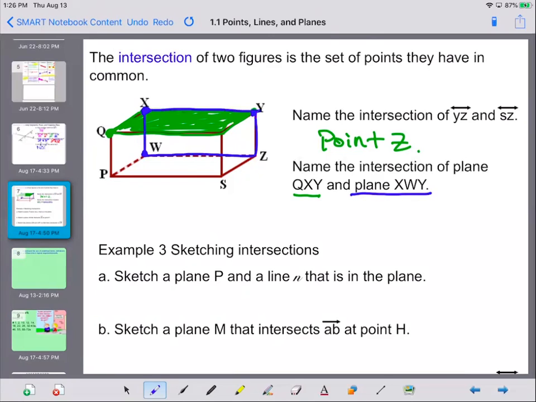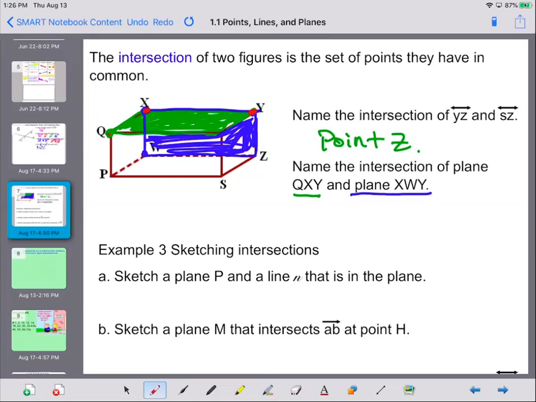So it's like this whole back area here, kind of back behind this. So where are these 2 planes actually intersecting, or where are they touching? Are they touching at point X? They are. Are they touching at point Y? Yes. Are those 2 planes touching at Q?